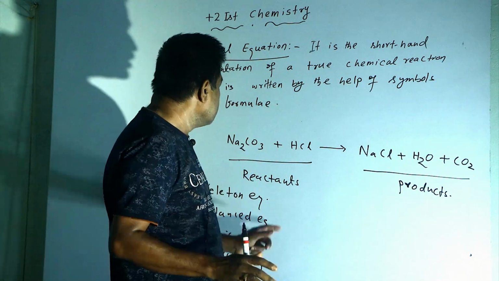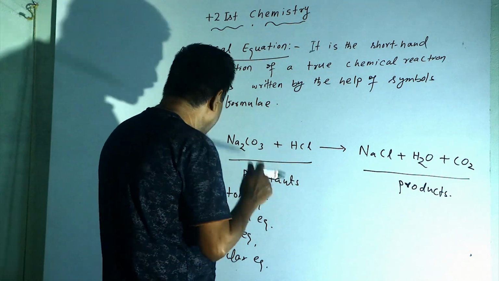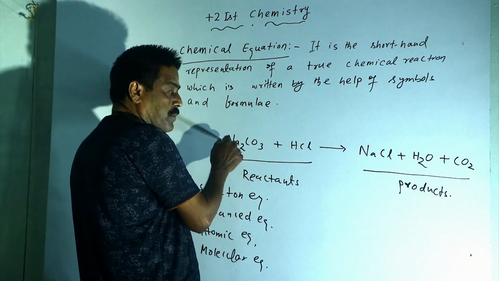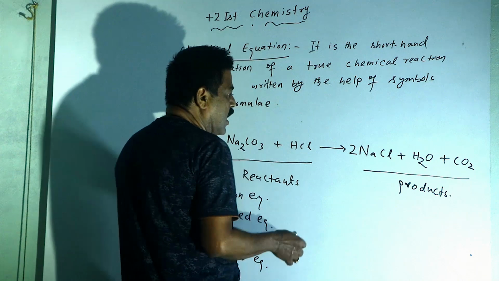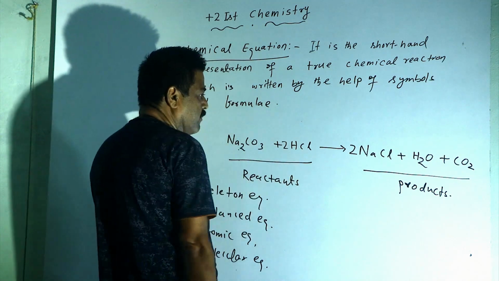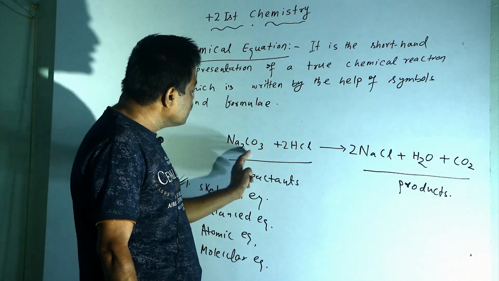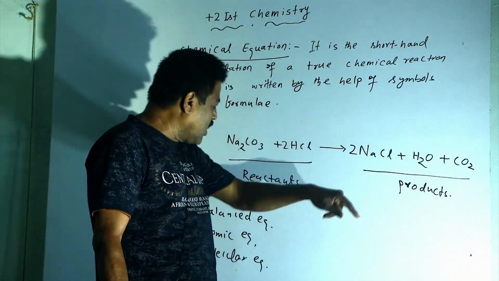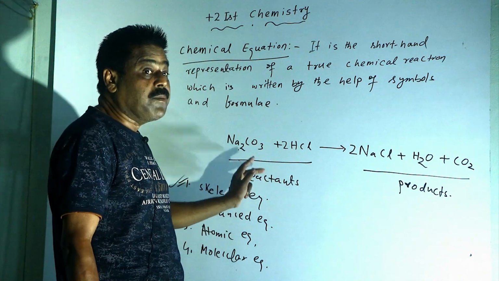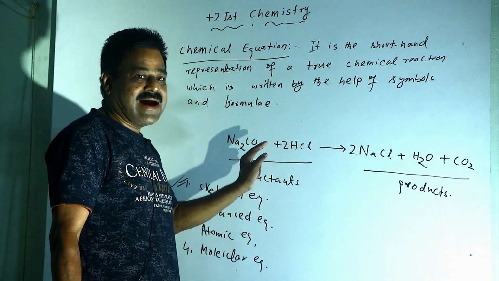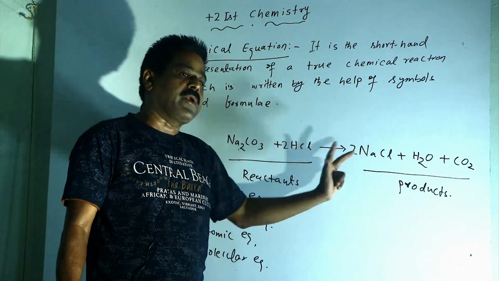Skeleton equation means they are not balanced. When this Na2, if you balance it, then you give the suitable integer like here 2, and to balance this HCl you can give 2 here. Then it is said to be a balanced chemical equation, because all the number of atoms of each kind in the reactant are equal to the number of atoms of the same kind in the product.